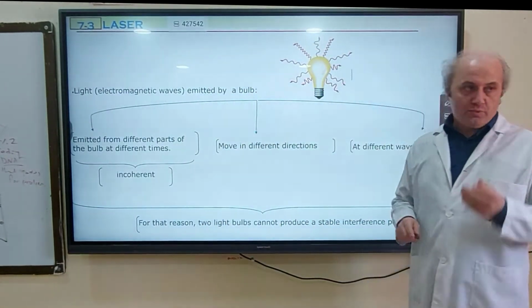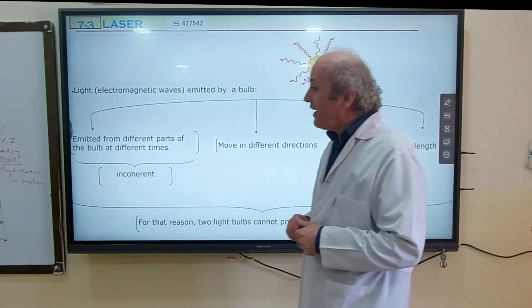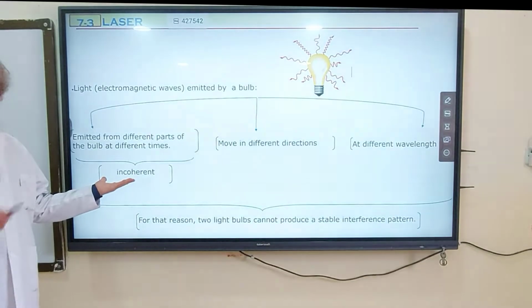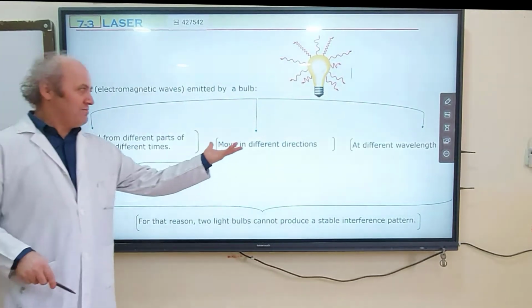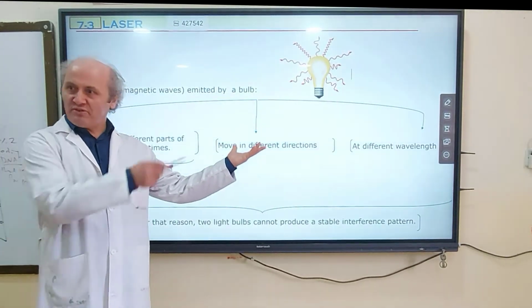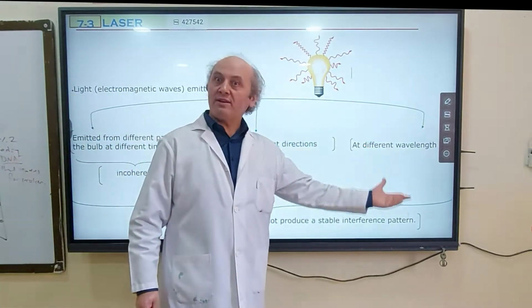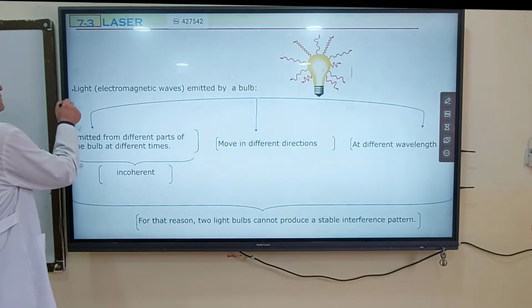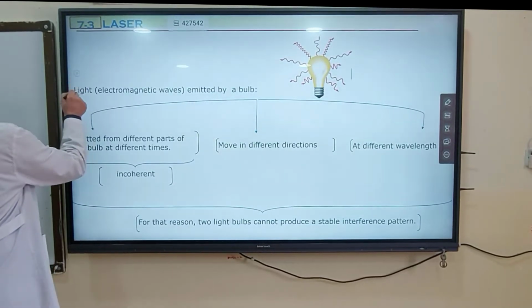But another light source we have, called lasers, is completely opposite. If this is incoherent, laser is going to be coherent. Light from a bulb moves in different directions, no, lasers are in one direction. And not different wavelengths, no, a laser has a single wavelength. But how do we do that? How can we succeed? Now we will talk about it.